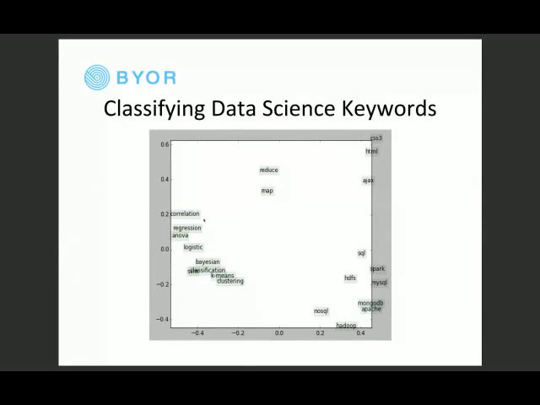So correlation, regression, logistics, Bayesian, they are statistics keywords. And MapReduce, they are of one kind. And CSS3, HTML, Ajax, they are front-end related keywords. And Hadoop file system, MySQL, SQL, NoSQL, they are database keywords.